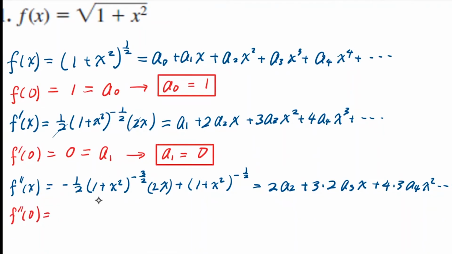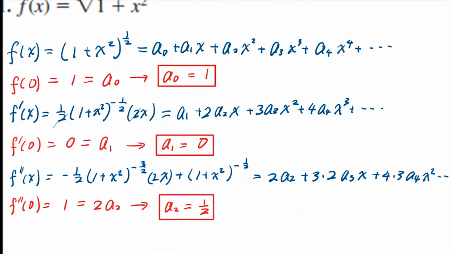So this entire term dies, right? But that one survives, and that gives you 1. And on the other side, you have 2a2. So that tells you a2 is equal to 1/2. Oh, nice pattern maybe? Yeah, let's go.